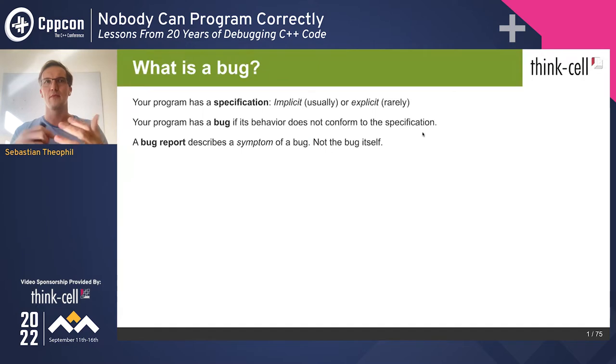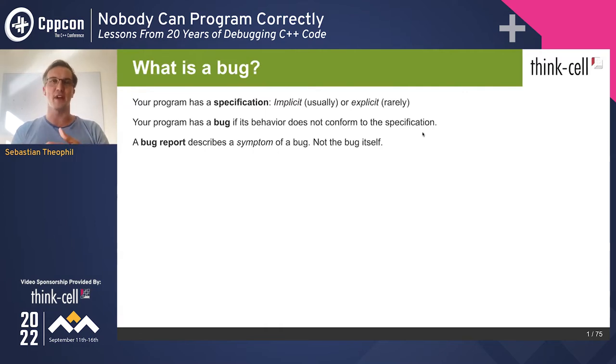So, what is a bug in the first place? What are we looking for here? Well, any program has some kind of specification that is usually more or less implicit. You have maybe some things written down, but a large part of your program specification will be implicit in your head, maybe in all the heads of your team members. Only in very rare circumstances do we actually get a full specification that we write down. Now, your program has a bug, of course, if its behavior does not conform to that specification. And the bug report you're getting describes a symptom of that bug, not the bug itself. We have to go and hunt for that.